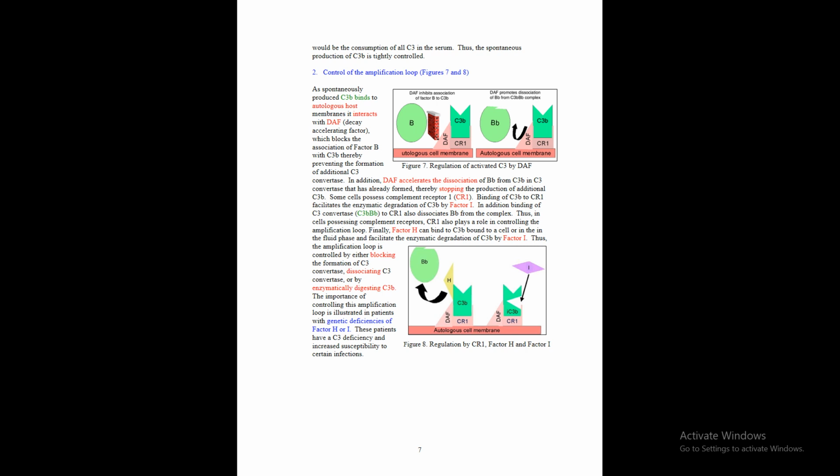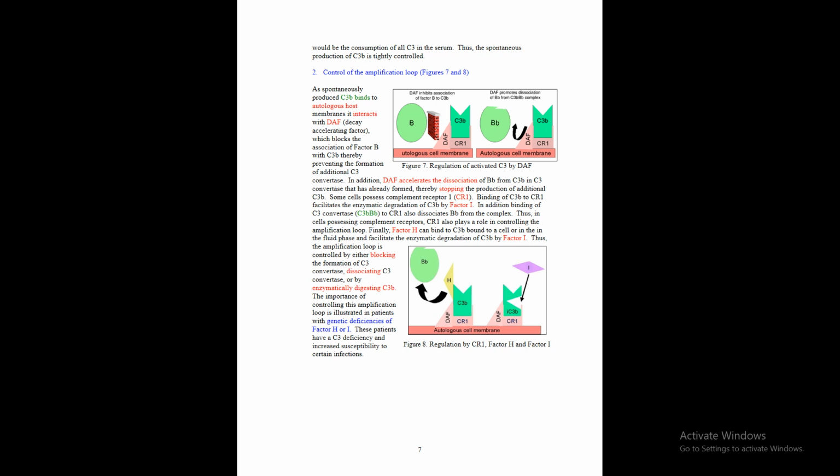So the spontaneous production of C3b is tightly controlled by control of the amplification loop. Spontaneously produced C3b binds to autologous host membrane and interacts with decay accelerating factor, which blocks the association of factor B with the C3b, thereby preventing the formation of additional C3 convertase. Decay accelerating factor prevents binding of factor B. This is in the normal condition. In addition, decay accelerating factor accelerates the dissociation of Bb from C3b in C3 convertase that has already formed, thereby stopping the production of additional C3b.